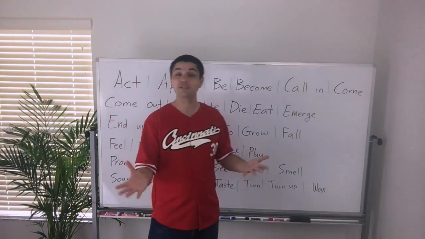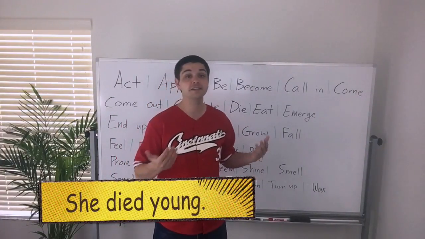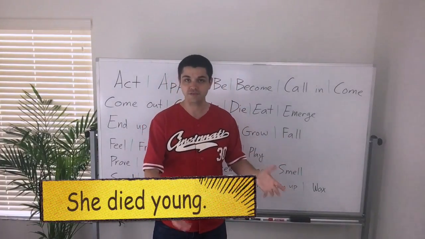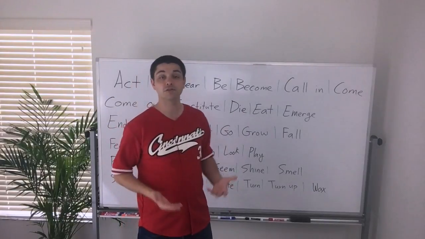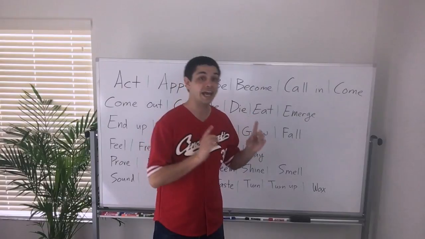Okay, a little more important of a word is the verb to die. I know it's sad, but we still have to talk about it sometimes. And we could say, for example, she died young. And here we need to say young as an adjective again, because die is a copular verb. We don't say youngly, right? We need to use an adjective.